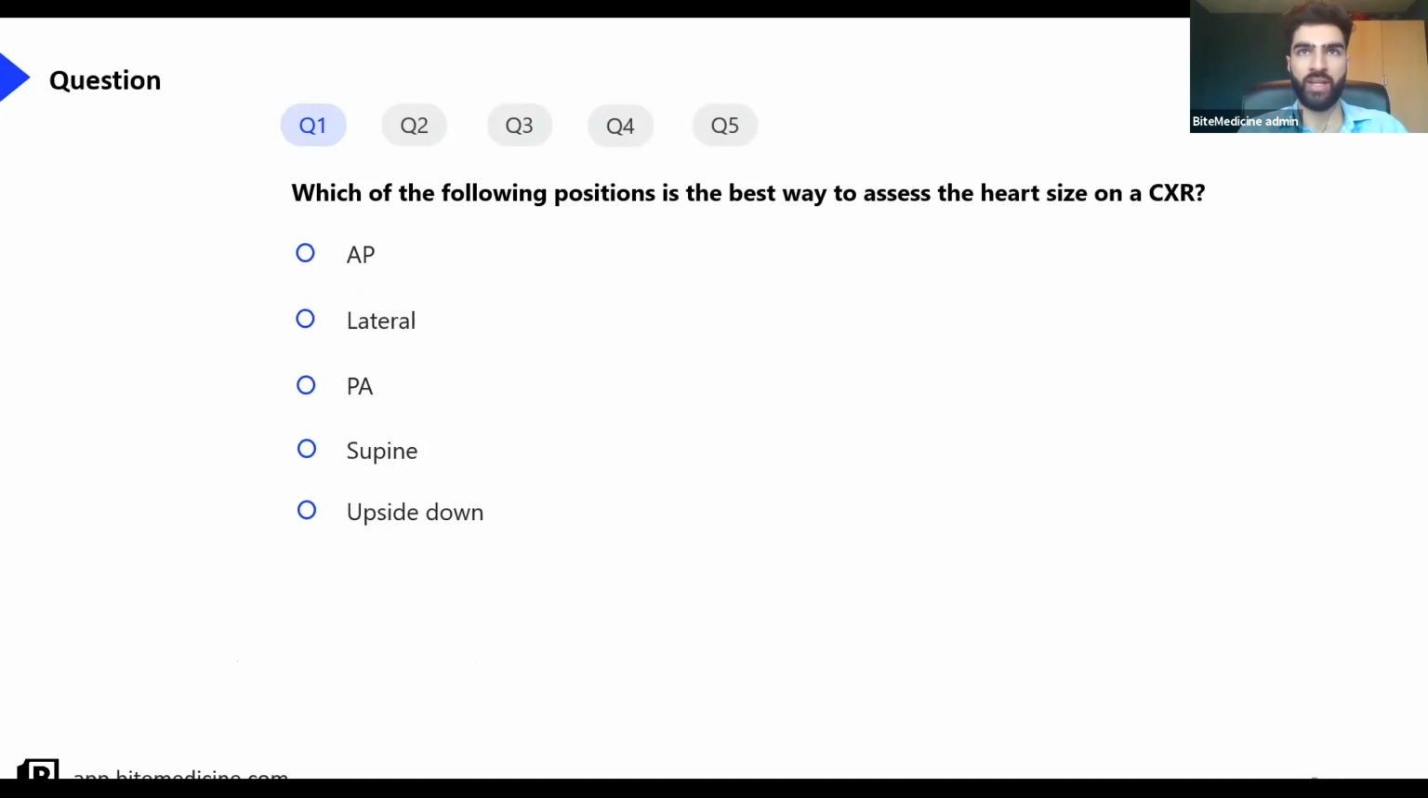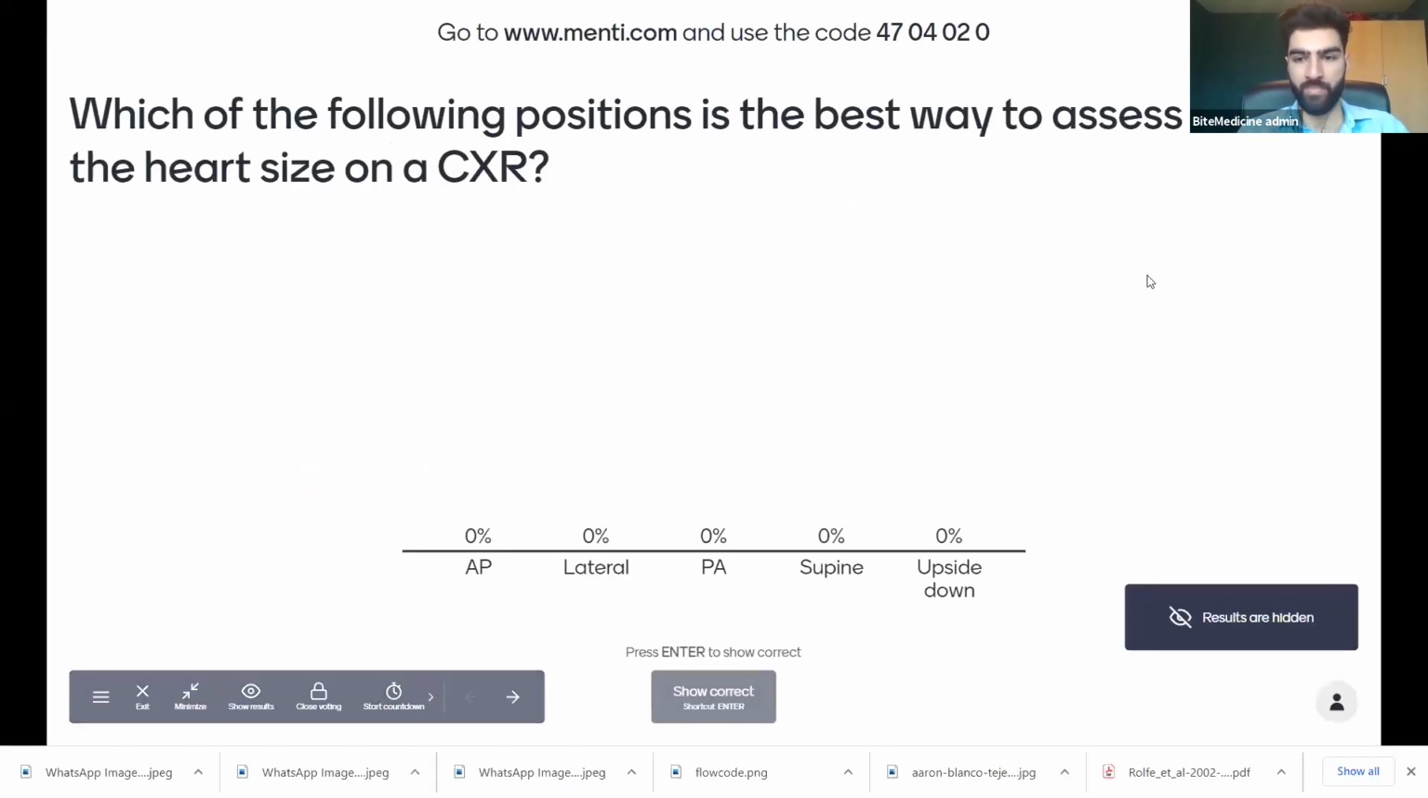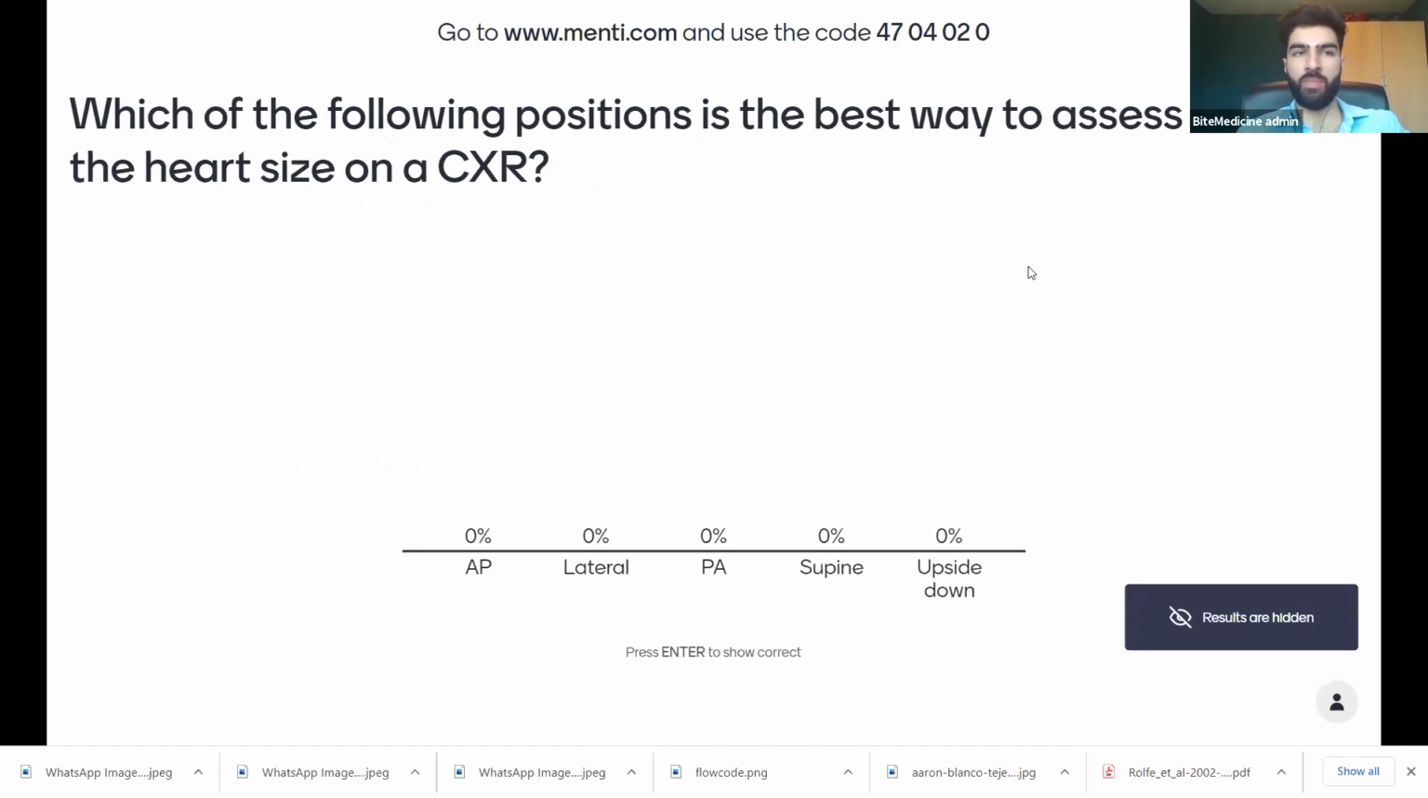Which of the following is the best way to assess heart size on a chest X-ray? So if you go to menti.com and type in the code 4704020, hopefully you can answer that.